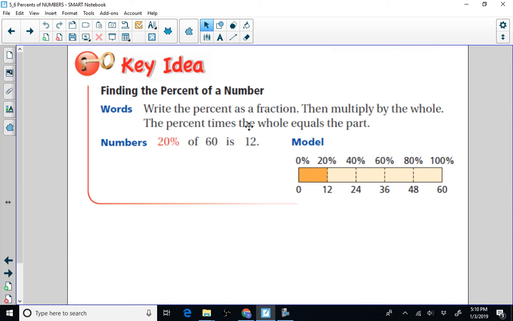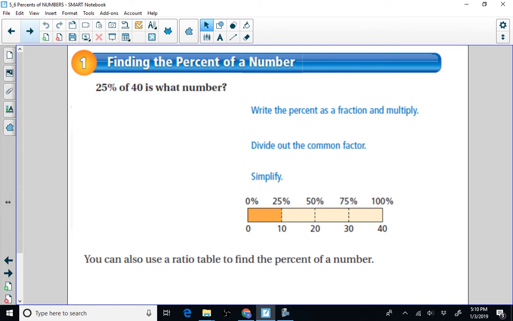Finding the percent of a number. 20% of 60 is 12. Right? You can write the percent as a fraction, then multiply by the whole. The percent times the whole is equal to the part. Right? Let's do some problems.